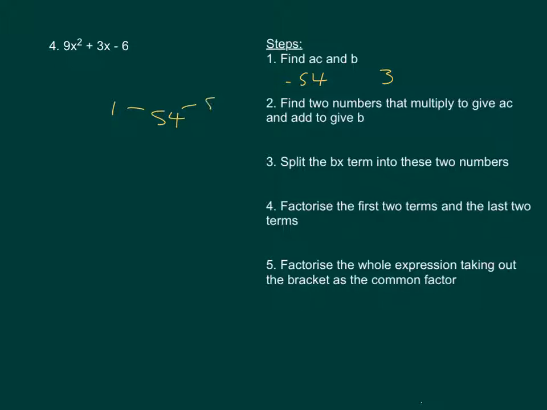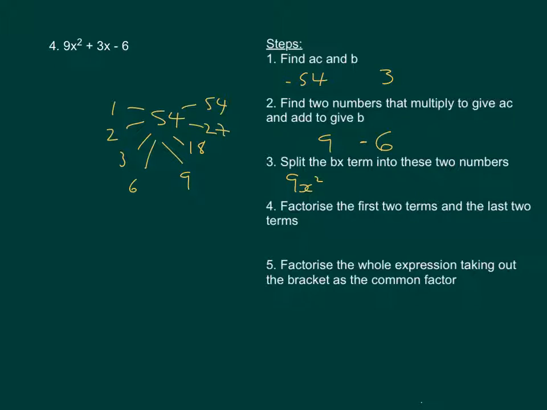So 1 and 54 isn't going to work. 2 and 27, that doesn't work. Next we've got 3 and 18. 18 minus 3 doesn't work. The next pair of factors is 6 and 9. So we can do 9 minus 6. That'll give us positive 3. So we're going to split the bx term up.